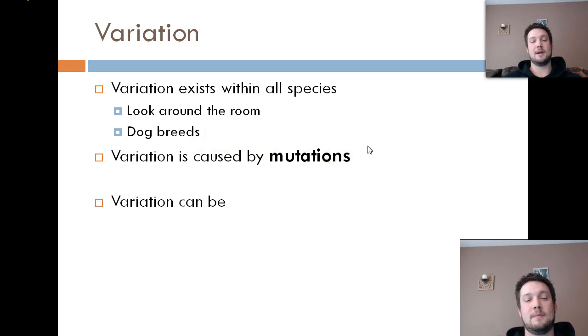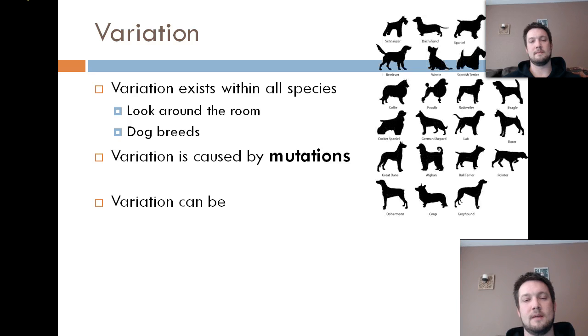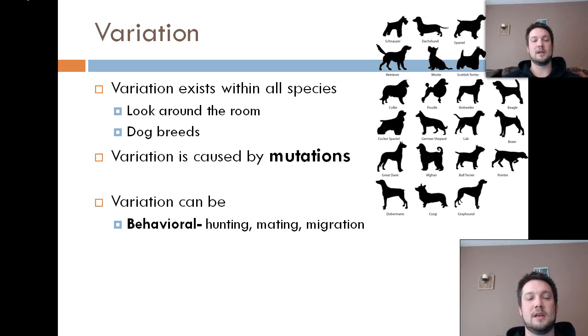Okay, there are 3 main types of variation that we want to talk about that you can see in living things, or at least that you can study. You can't always see them. The first one is behavioral variation. So not every member of the species behaves exactly the same. And behaviors are anything that an organism does. So different hunting behaviors, mating behaviors, and migration behaviors are all examples of that.